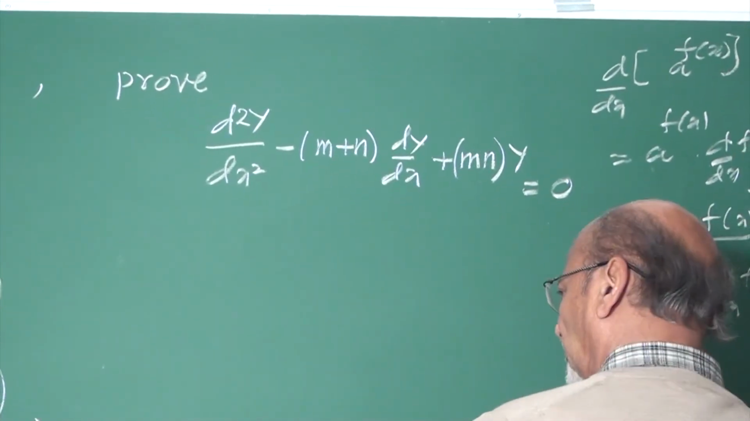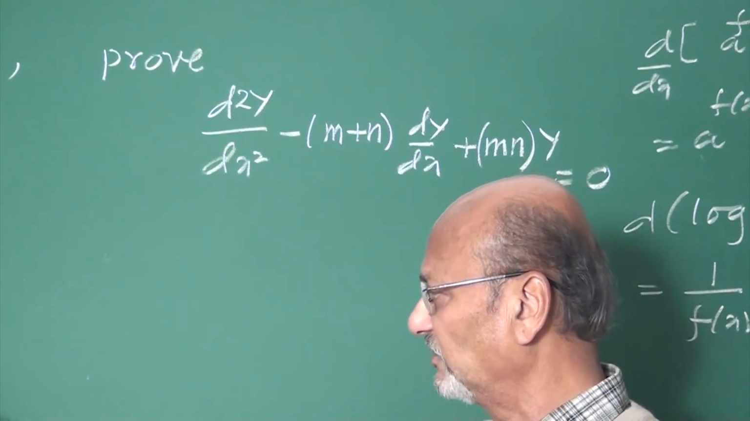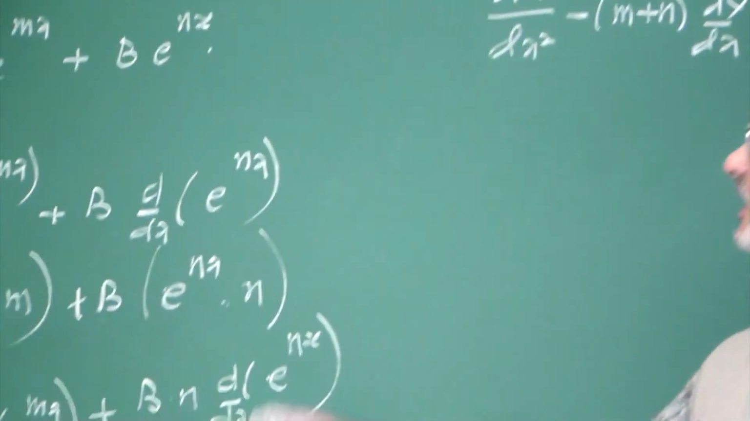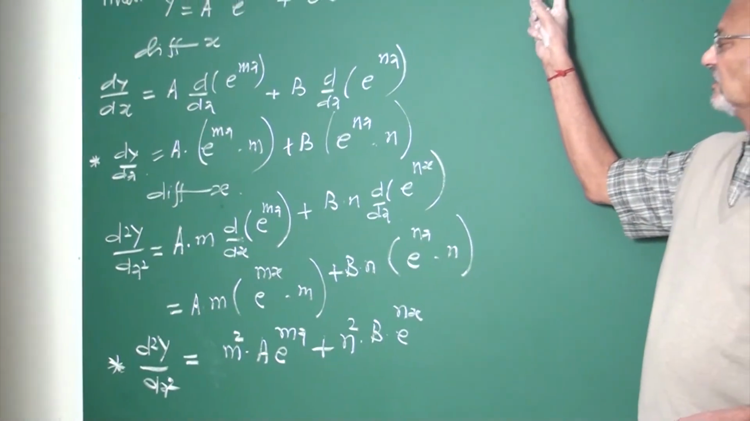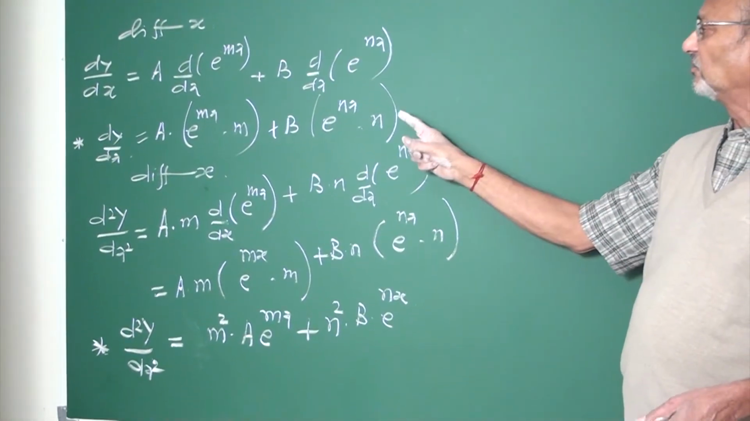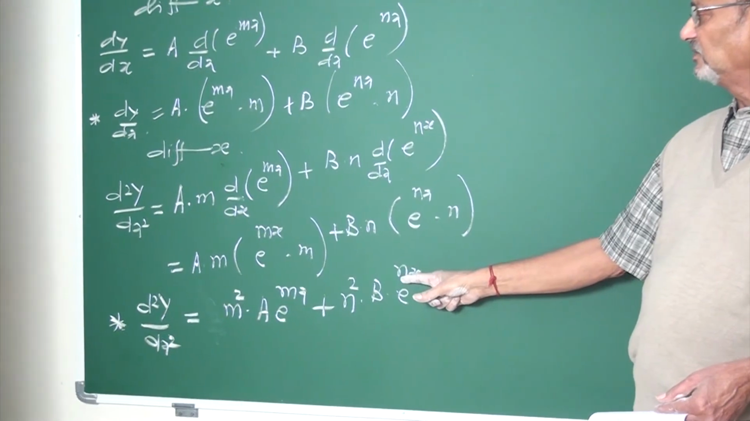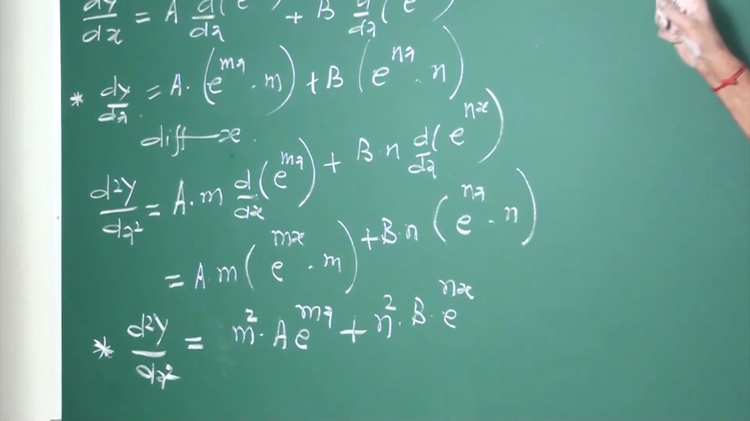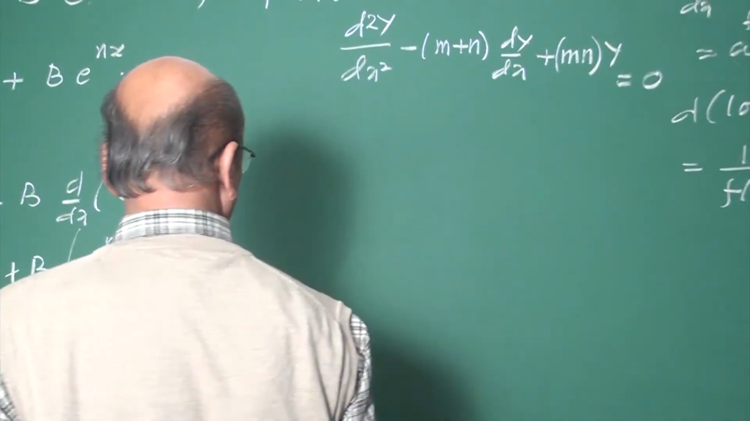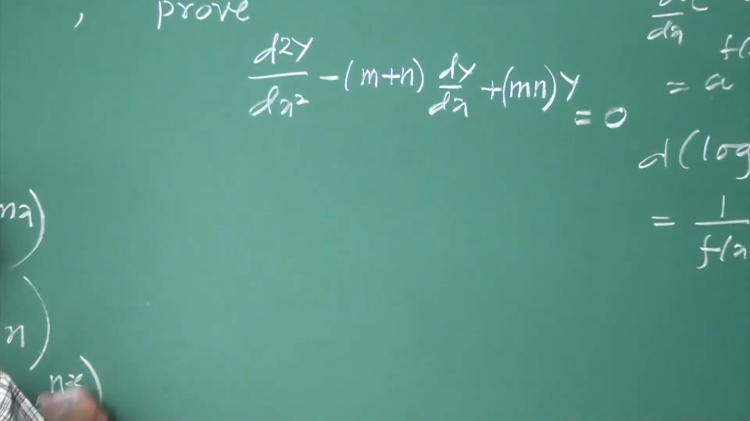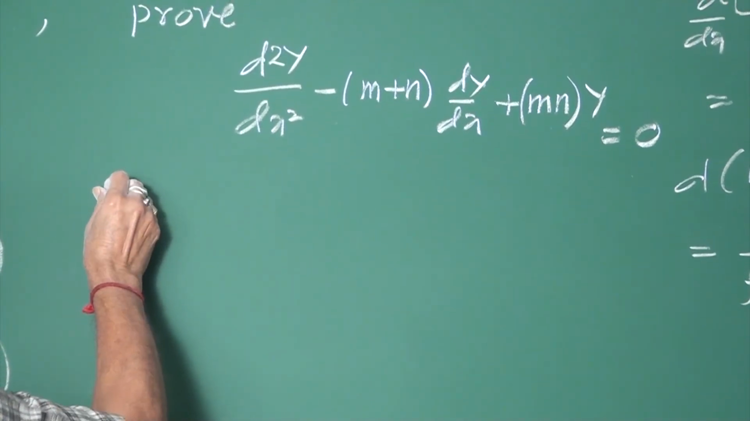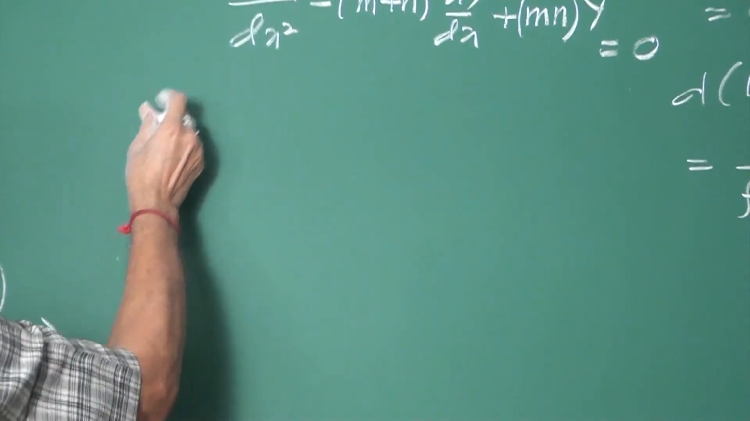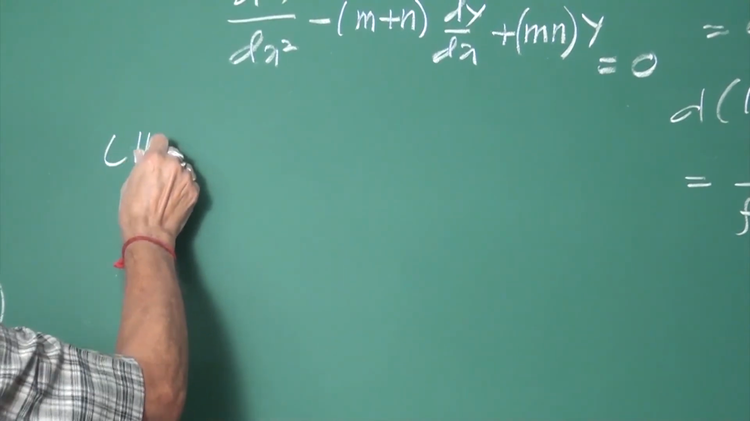This is a different example. In the previous example, if you differentiate twice, you directly get what we wanted, the answer. But in this case, it is different. You have to find dy by dx, you have to find the second derivative. These two values you must put in the LHS of what we wanted to prove. Write LHS, write LHS. Yes, my friends. Put the values of dy by dx and d2y by dx2 in the LHS.